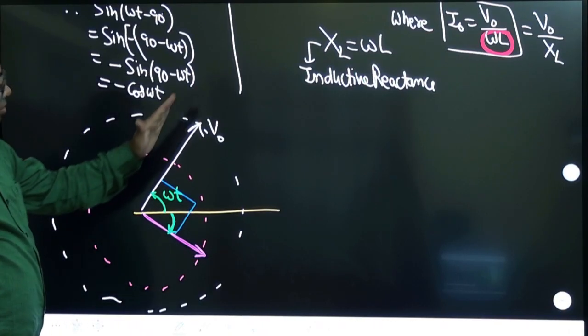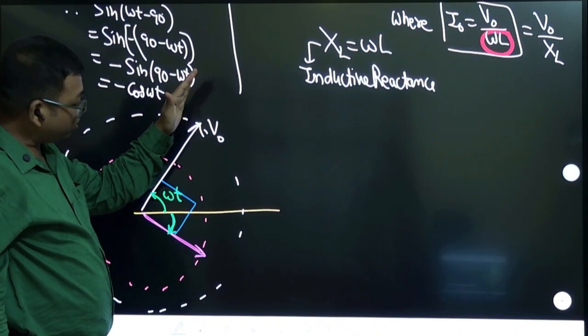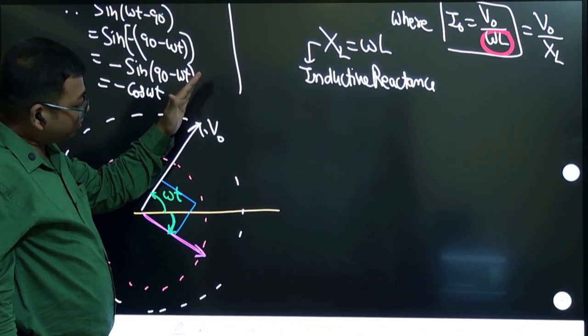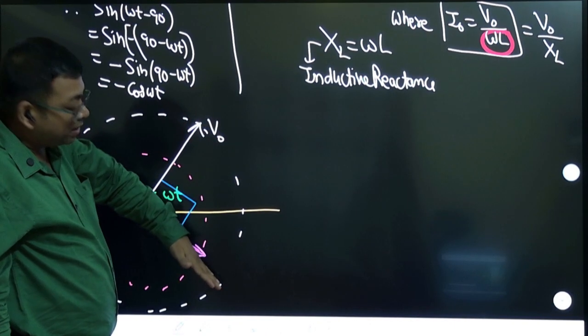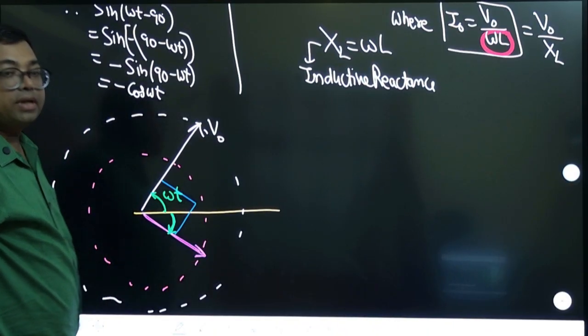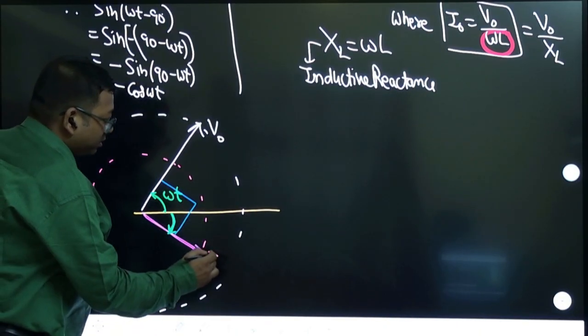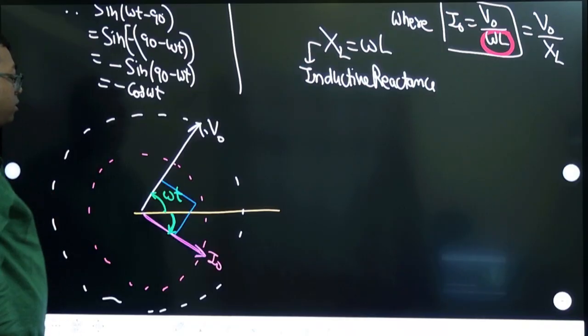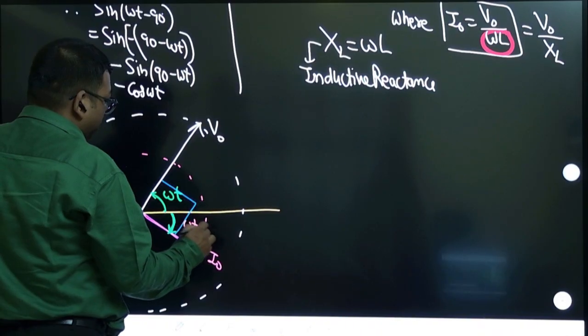Note that this phasor V naught is making omega t. From omega t you subtract 90 degrees. As you subtract, it will come back here. So that is why this is the current phasor. This is representing the current phasor, and this angle is omega t minus 90 degree.